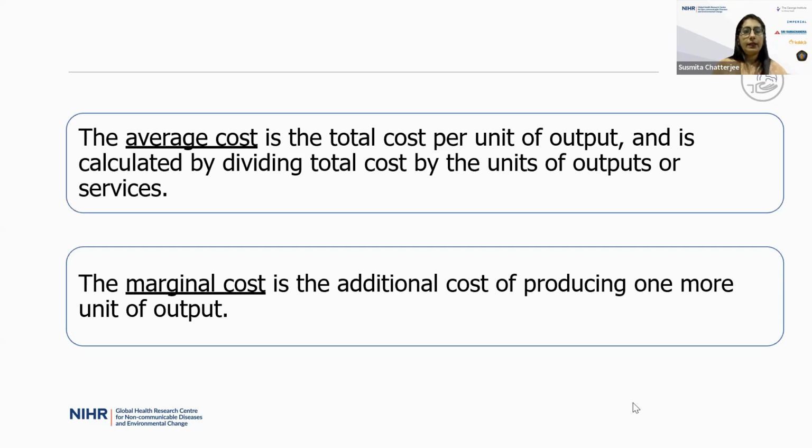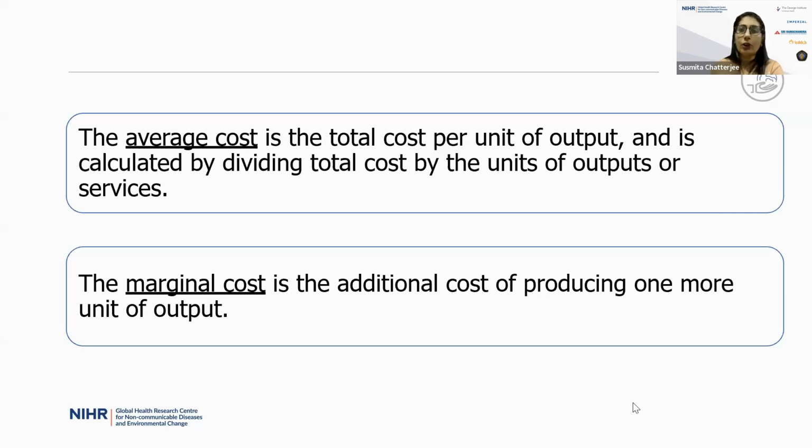Now the question is the difference between average cost and marginal cost. That is another confusion I have seen among many. What is marginal cost and what is incremental cost? So there is a difference between these two.